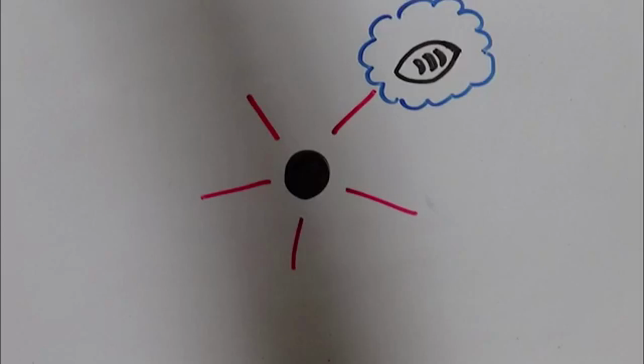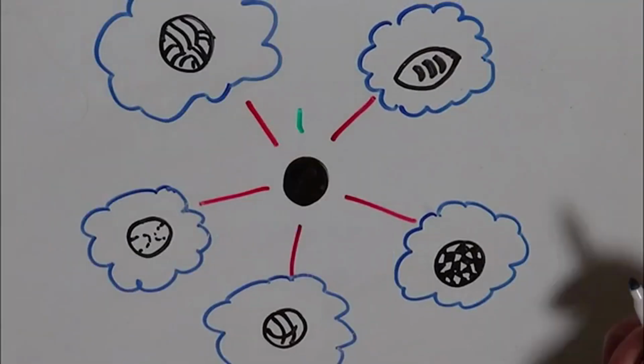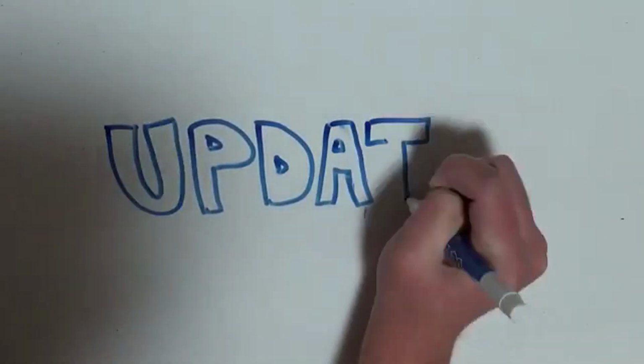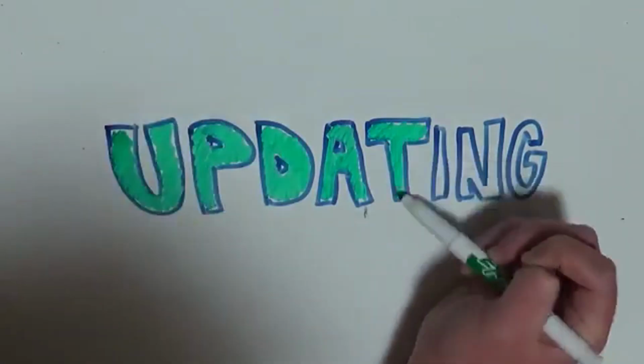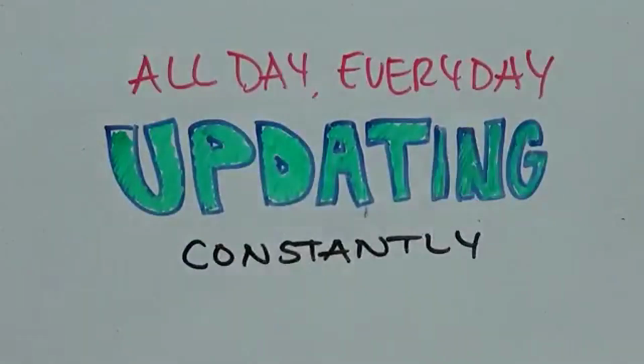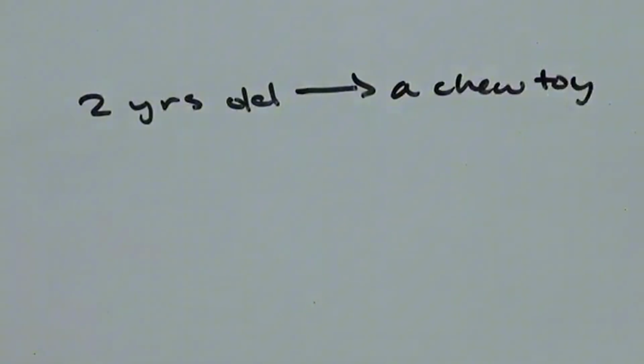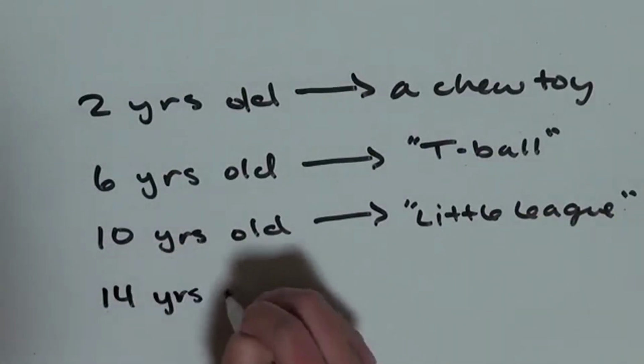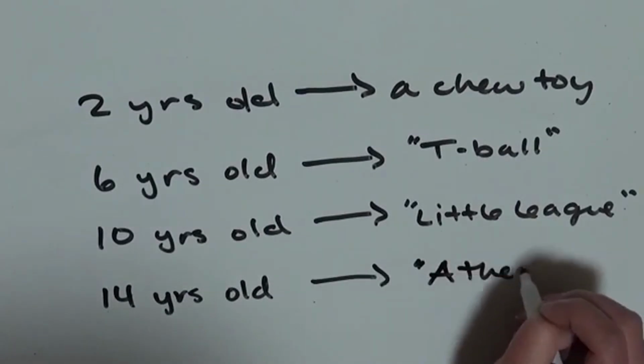Based on what he's been exposed to, Billy will probably answer with football, soccer, basketball, baseball, and volleyball. But then there is also lacrosse, softball, water polo, tennis, and golf. These clouds are constantly updating as we experience and are influenced by more, much like the iPhone. Due to these updates, a child at 2 could see a ball as a chew toy, 6-year-olds as T-balls, 10-year-olds as part of Little League, and at 14, an athlete.